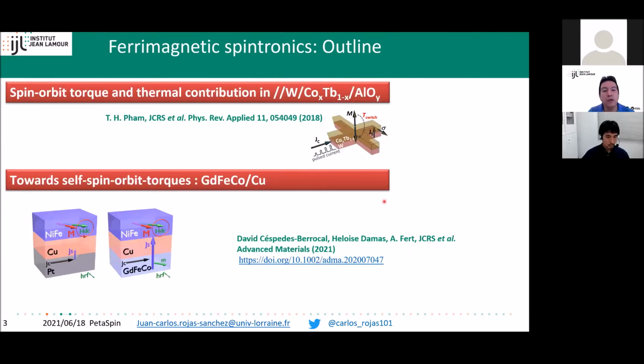So this is the outline of my talk. As I already mentioned, in the first part, I want to show you the advantage of this quite robust system, tungsten cobalt terbium, where we exploit the spin Hall effect of tungsten to get the switching of perpendicular magnetization of cobalt terbium. And in the second part, we can use amorphous ferrimagnet materials to show a large cell production of spin current, that we call cell spin orbit torque, in this gadolinium iron cobalt copper system.